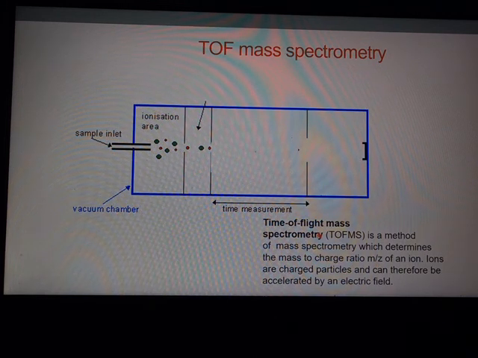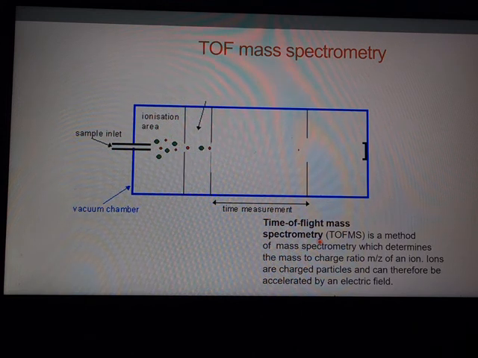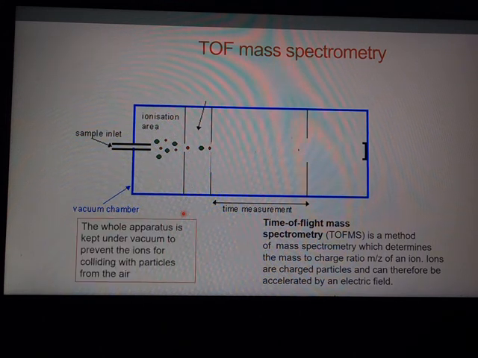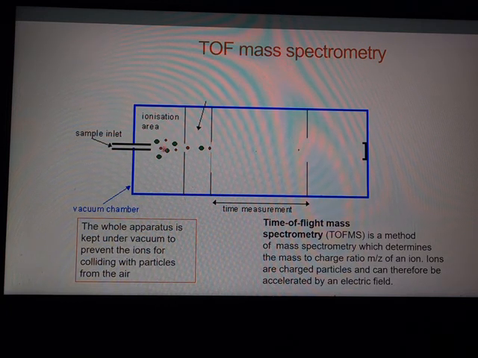And it deals with ions because, since they are charged particles, they can be accelerated by an electrical field. The whole setup is under vacuum, okay? And that's to prevent any contamination. You don't want anything from the air to contaminate and mess up the measurements.